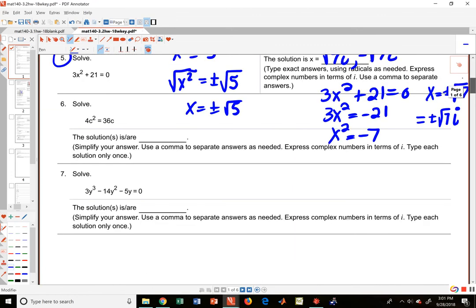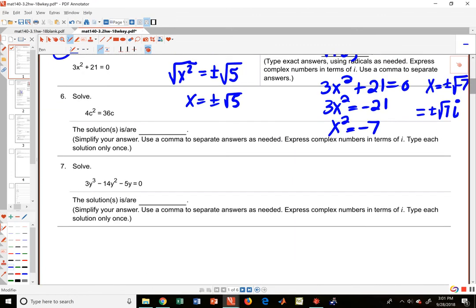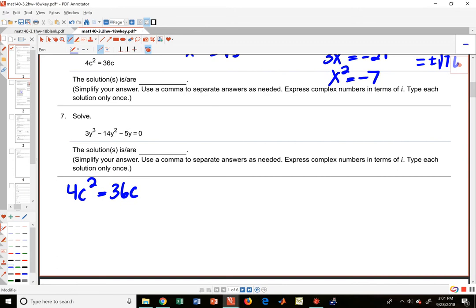Let's go ahead and do a couple of these that look a little different. Let's do the 4c squared equals 36c. Now you got to be careful here. You don't just take the square root of both sides there. That would give you 2c is the plus or minus the square root of 36c. That's not really helpful. That's not the route we want to go with this.